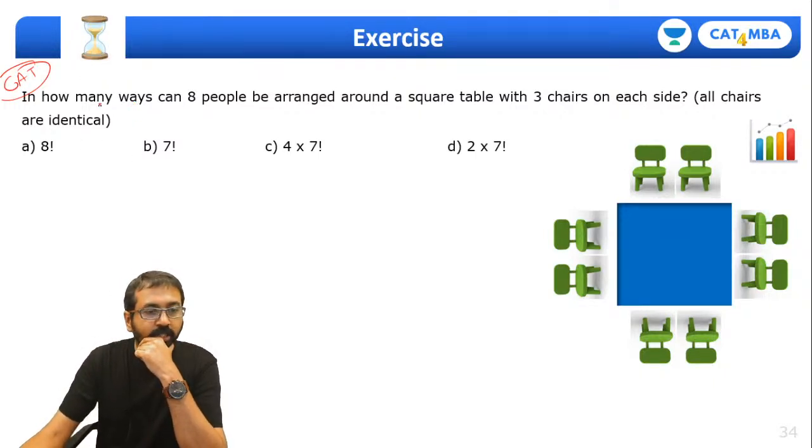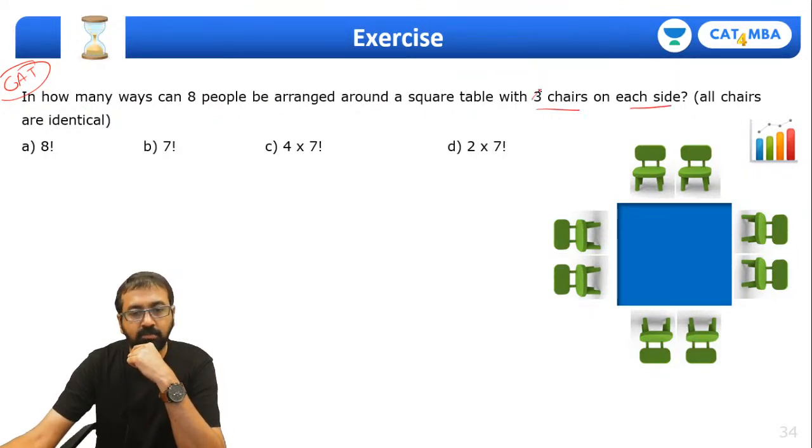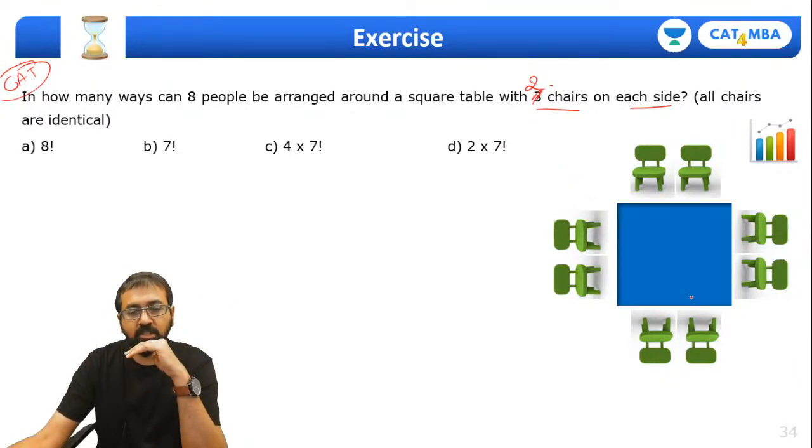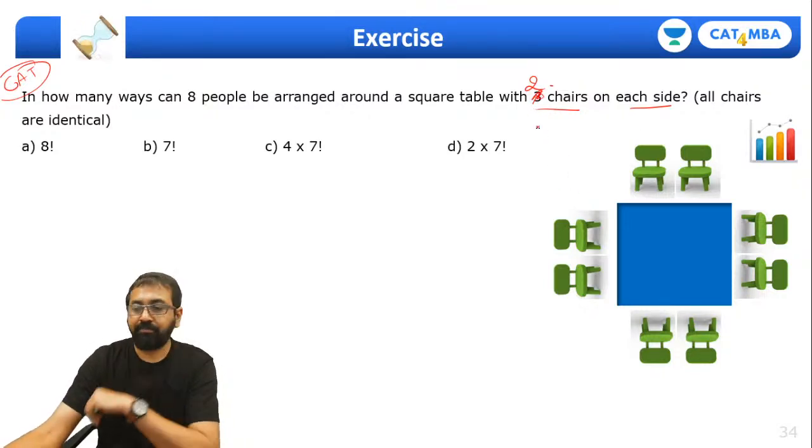Okay. So in how many ways can 8 people be arranged around a square table with 3 chairs on each side? So make it 2 chairs, by the way. It's 2 chairs on each side. In how many ways can these 8 people be arranged on this square table with 2 chairs on each side? This is a typo.